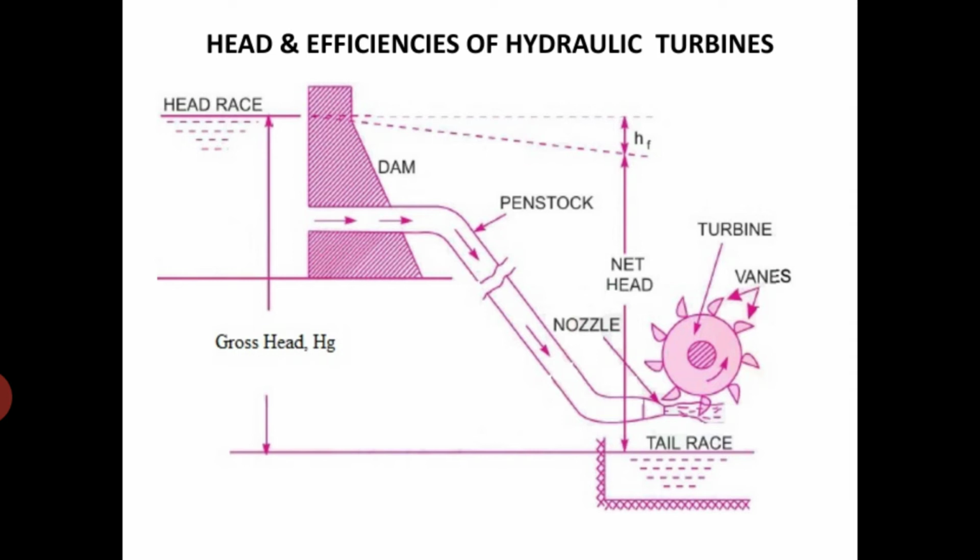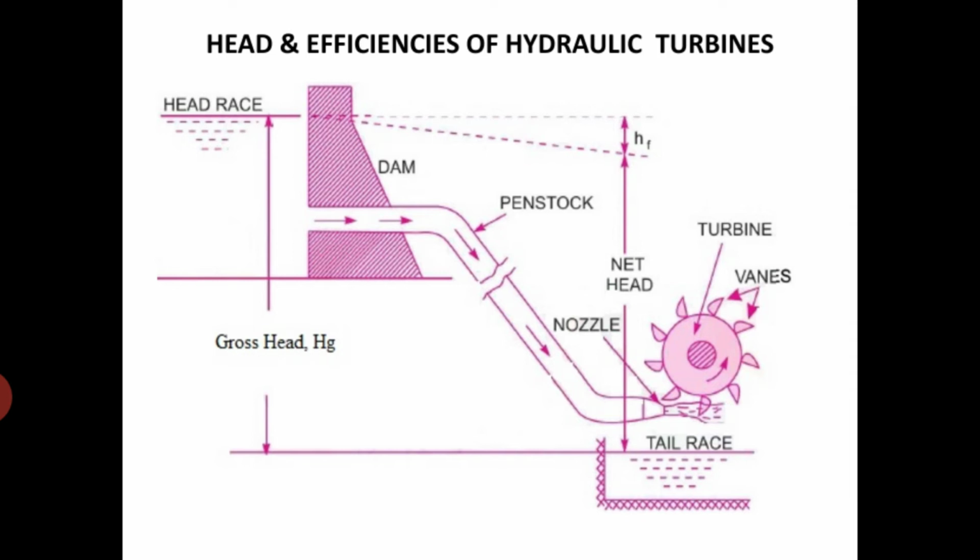The water after passing through the turbine is carried away from the powerhouse by a channel known as the tail race, and the water surface in the tail race is known as the tail race level.